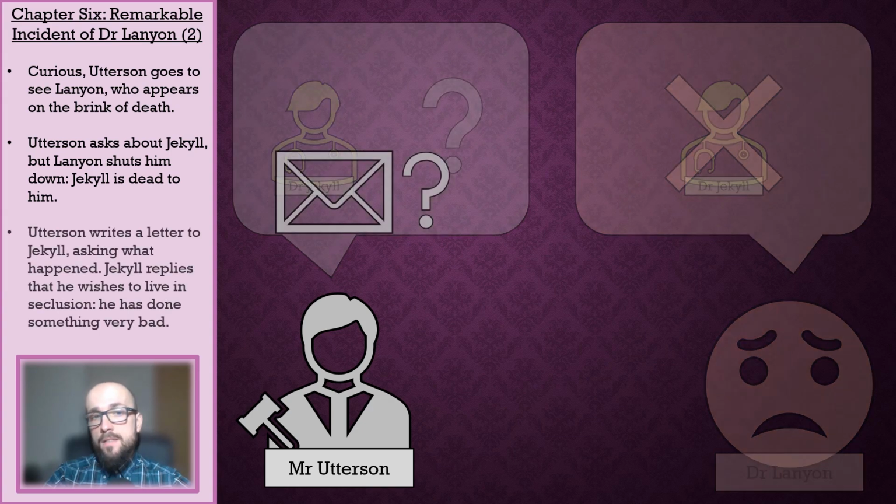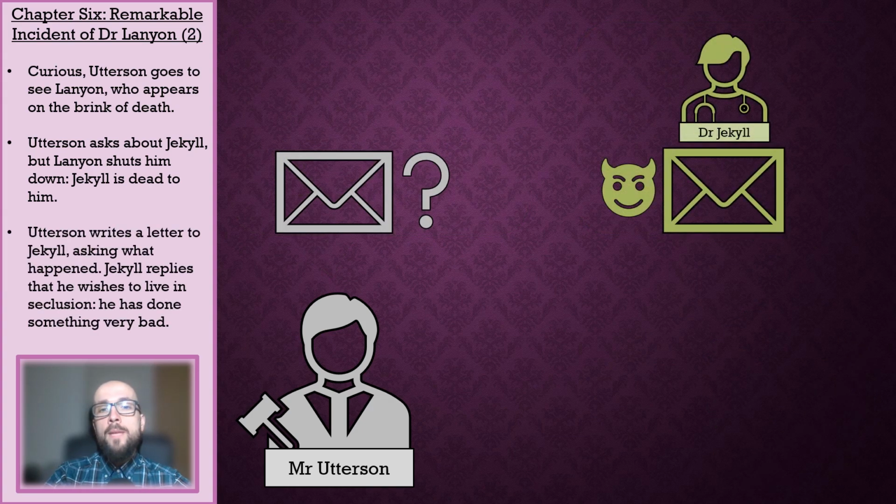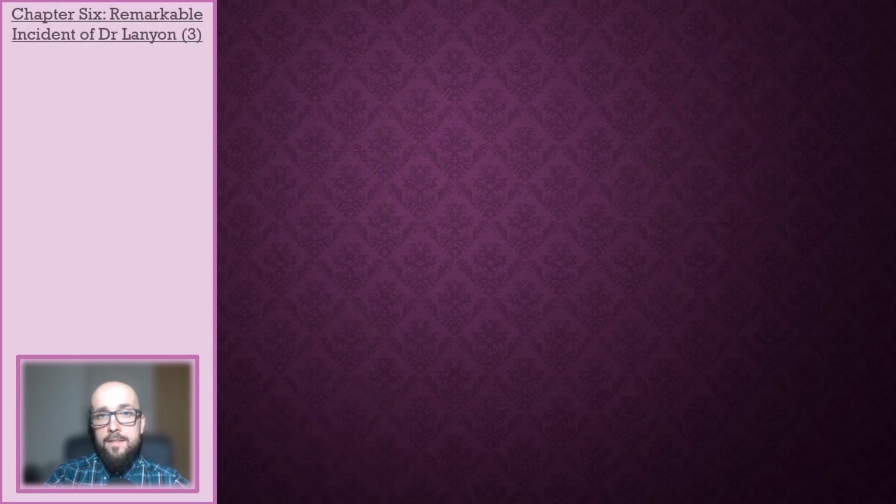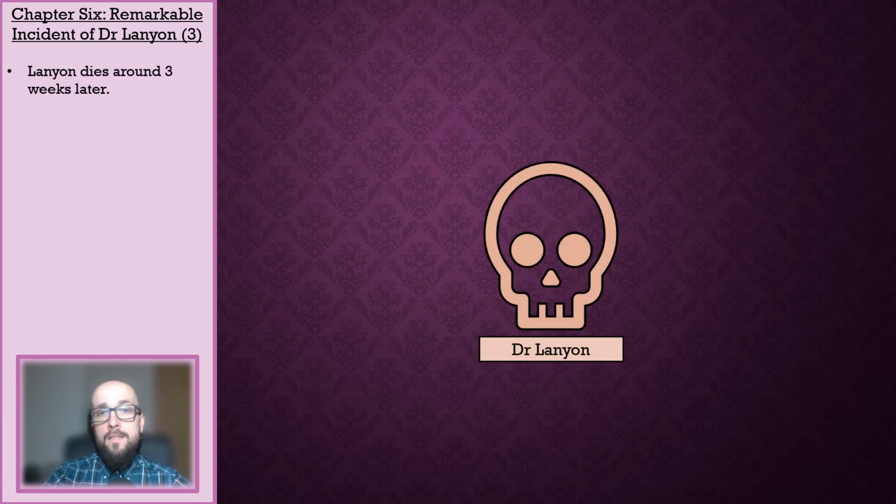As per usual, Utterson is confused, and so this time he writes a letter to Jekyll asking him what has happened between the two old friends. Jekyll replies in writing, stating that he wishes to live a life of seclusion because he has done something very, very bad. 3 weeks after Utterson meets with him, Lanyon dies.